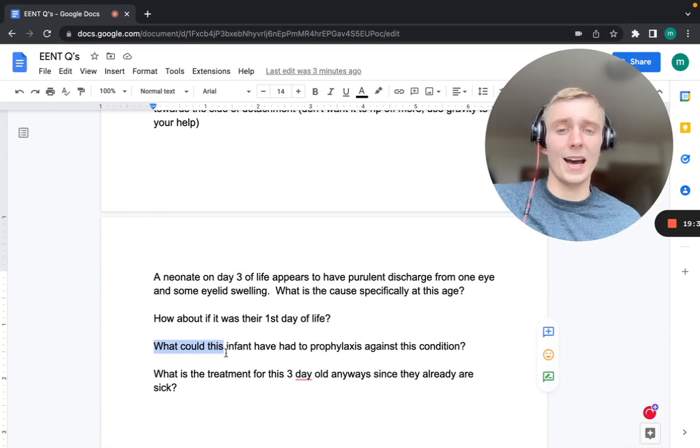What prophylaxis would this infant have had against this condition? So how could we have prophylaxed against this condition at that day 3? And what is the treatment of this day 3 infant anyways, since they've already been sick? So how do we treat them anyways since they've already been sick? So again, prophylaxis for this day 3. How do we treat them? And what if it was day 1?